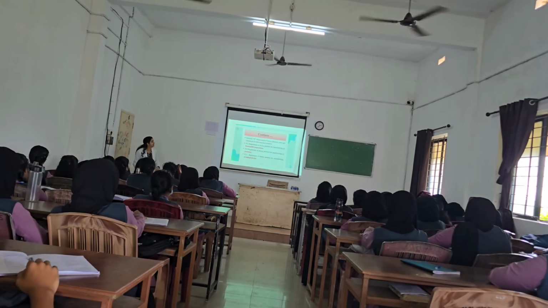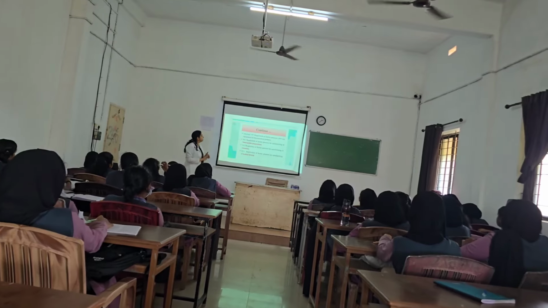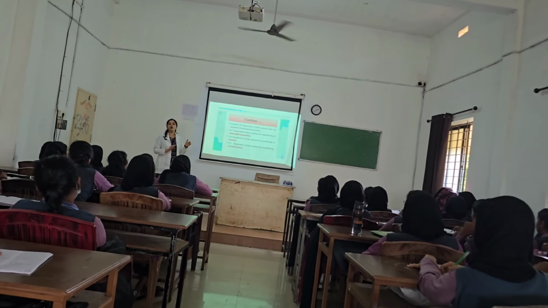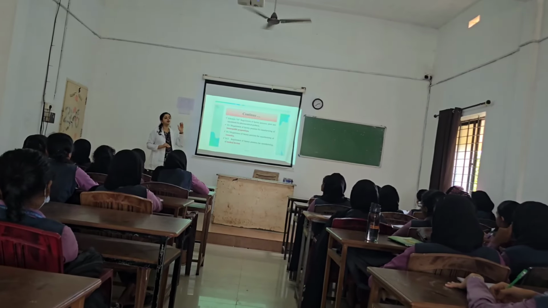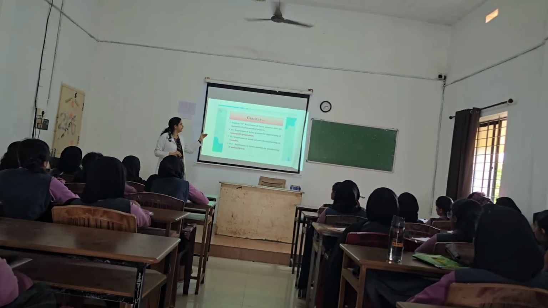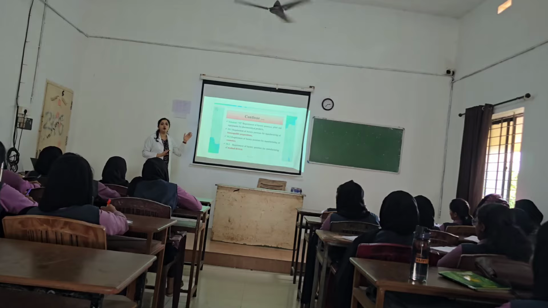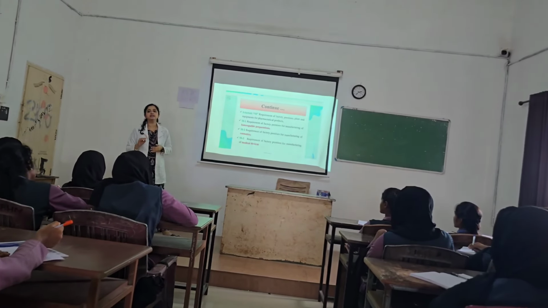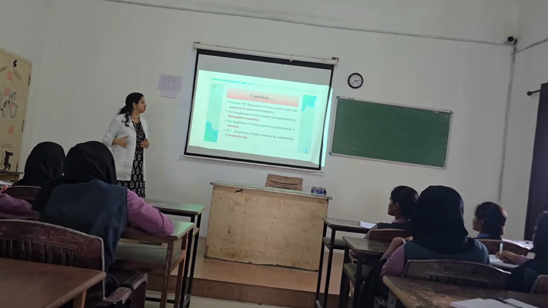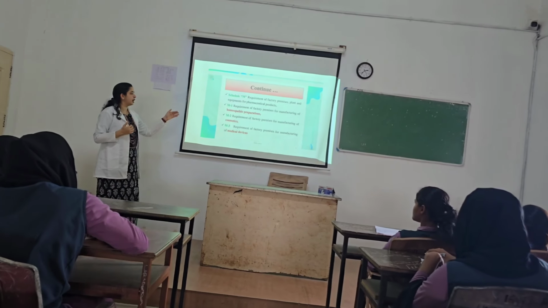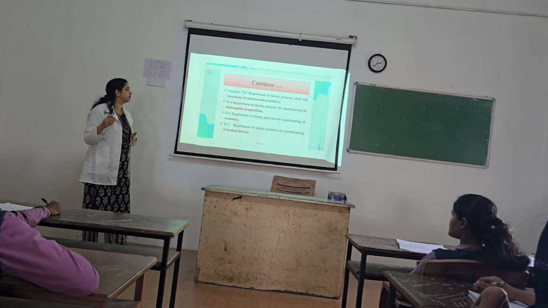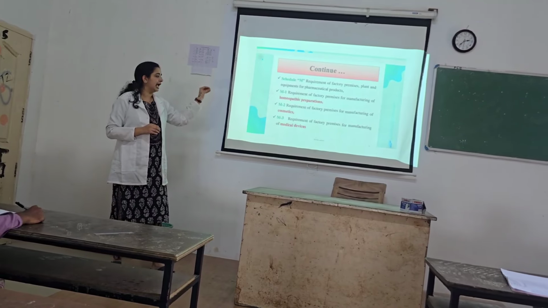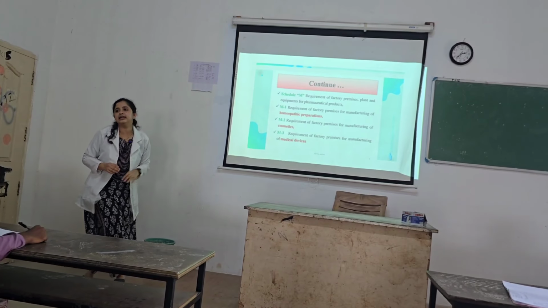Then Schedule M1. Schedule M1 is the requirement of factory and premises for manufacturing of homeopathy preparation. And Schedule M2, requirement of factory and premises for the cosmetic preparation. And Schedule M3, requirement of factory and premises for the manufacturing of medical devices. M1 homeopathy preparation, M2 cosmetic, M3 medical devices.